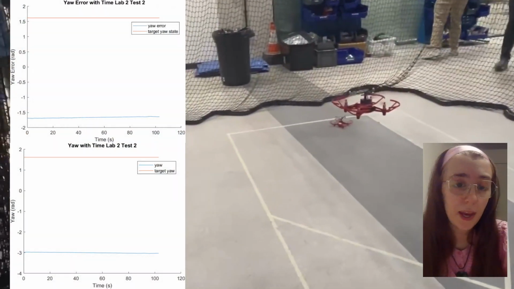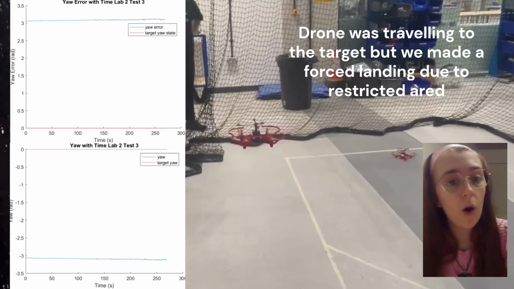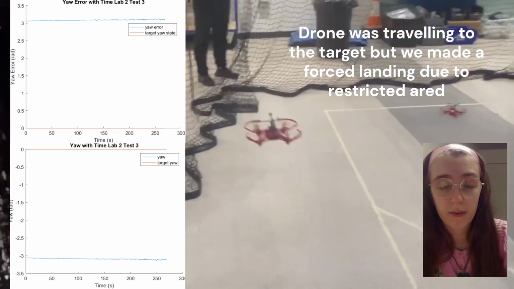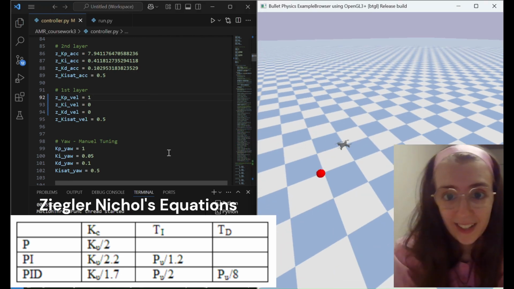The yaw in the lab behaved unexpectedly. This could be due to an incorrect sign on the coefficients or difference in tuning parameters required for the physical drone. Z was tuned using Ziegler-Nichols.